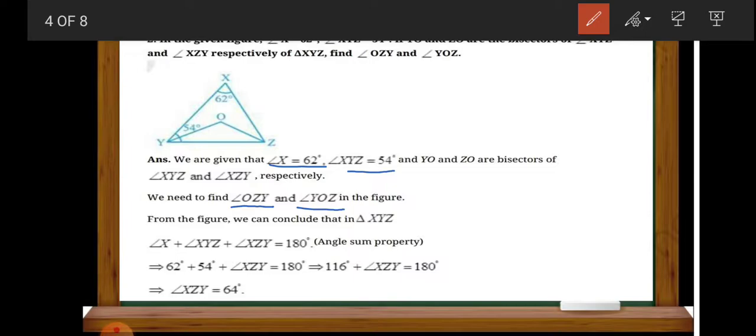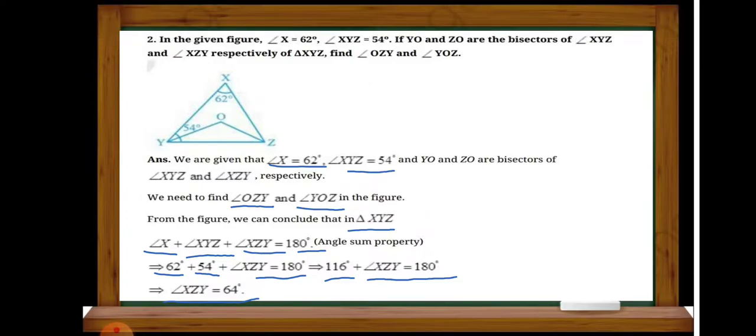From the figure, we can conclude that in triangle XYZ, angle X plus angle XYZ plus angle XZY is equal to 180 degrees by angle sum property. So the value of angle X is 62 degrees plus the value of angle XYZ is 54 degrees plus angle XZY is equal to 180 degrees. 62 plus 54 is 116, plus angle XZY is equal to 180 degrees. So the value of angle XZY is equal to 64 degrees.